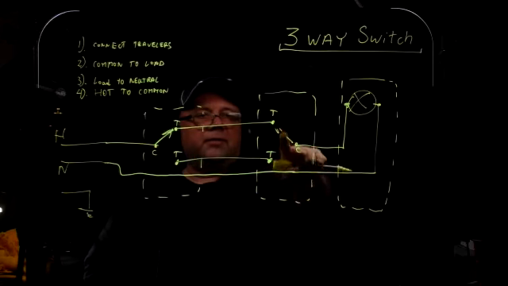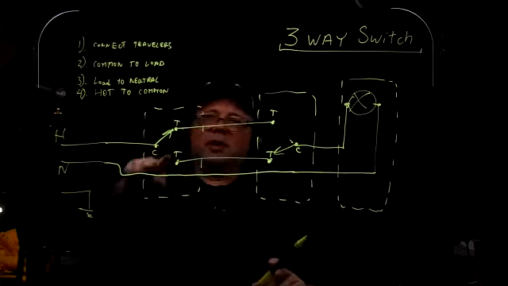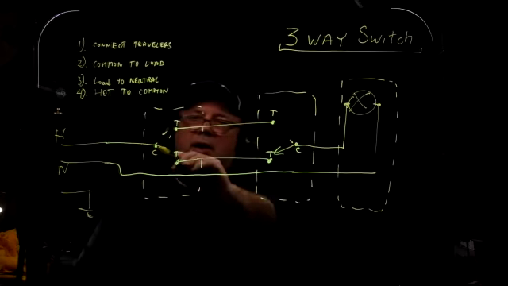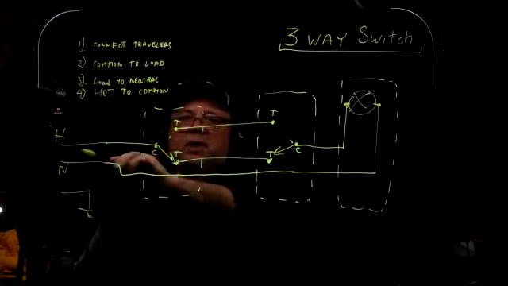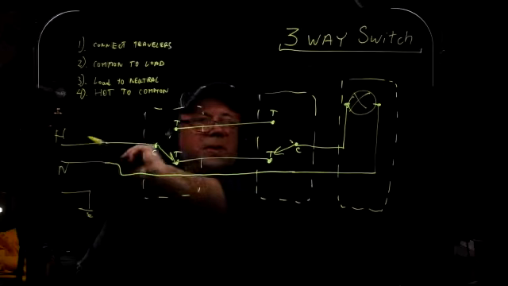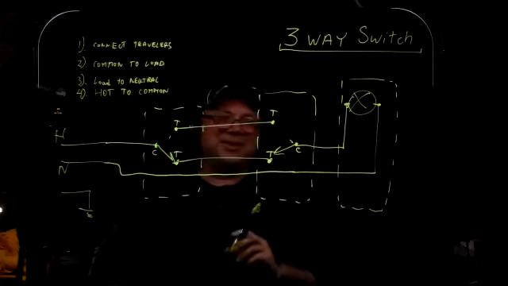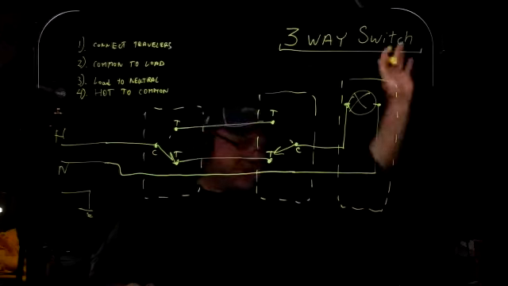Flip the switch this way here, and this light bulb is off. But if we flip the switch this way, all right, we have again a current pathway, and the light bulb is on.